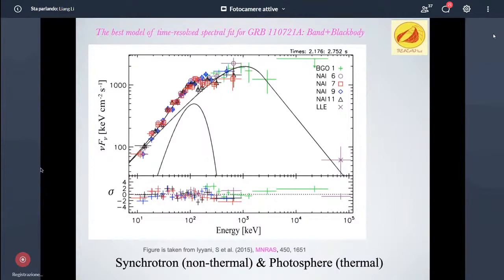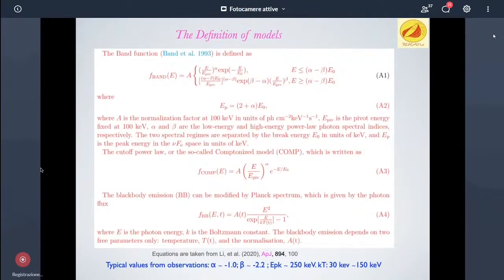regions. This figure shows a typical observed spectral characteristic in gamma ray burst, in which the two different emission components can be simultaneously observed. So compared with the non-thermal synchrotron spectrum, the thermal blackbody emission has a narrower spectrum. The non-thermal synchrotron emission can be well described by a smooth broken power-law spectrum, namely the Band function.